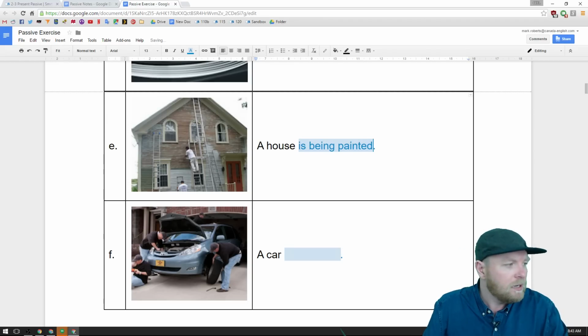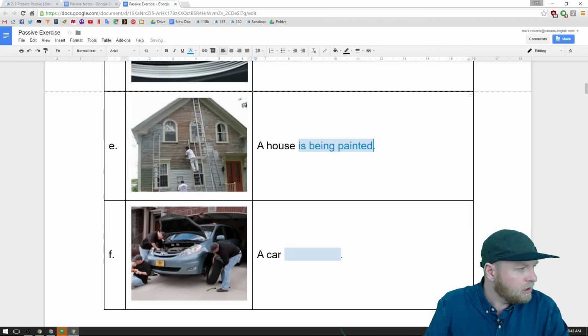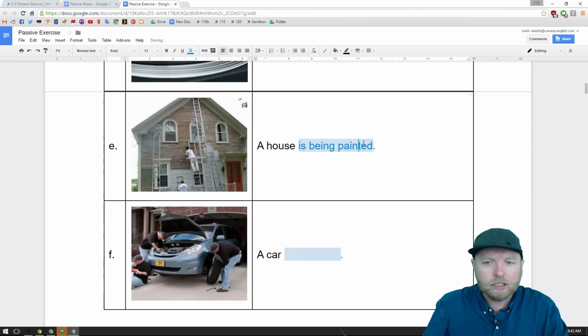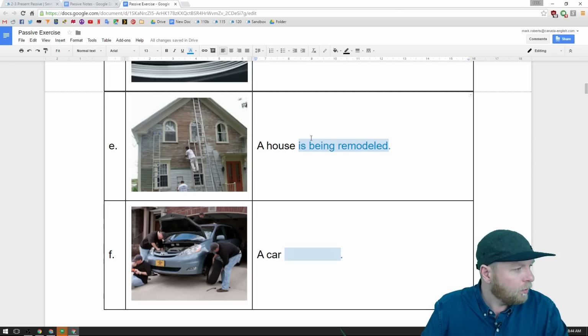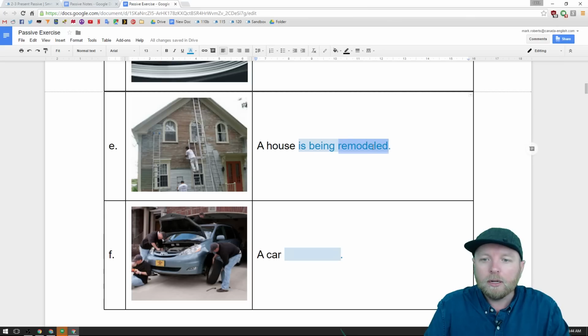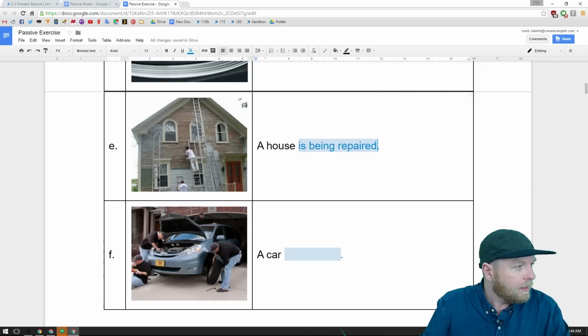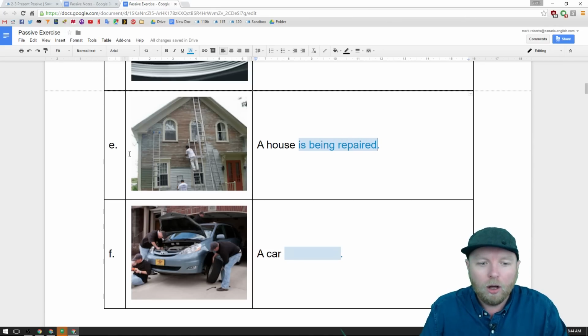Being painted. What else do we have here? A house is being, somebody from Russia or Ukraine, remodeled. Interesting. I like that word. The house is being remodeled. Somebody wrote the house, or Basil wrote, the house is being repaired. Excellent. Good work. The house is being painted. Good job, Paul. Last one.